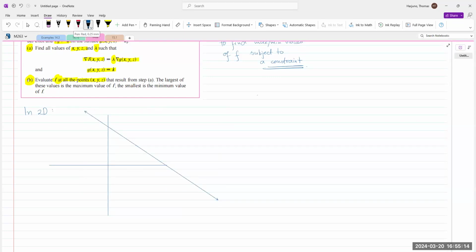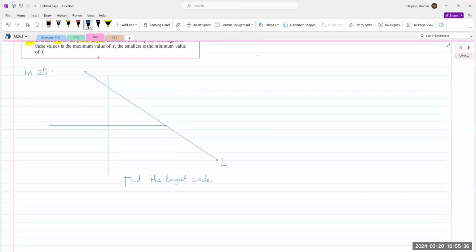Let's say this is line L. The question is: find the largest circle centered at the origin. Actually, I should say the smallest circle centered at the origin intersecting L. This is just to illustrate, so I don't use numbers yet. I just give you the idea.